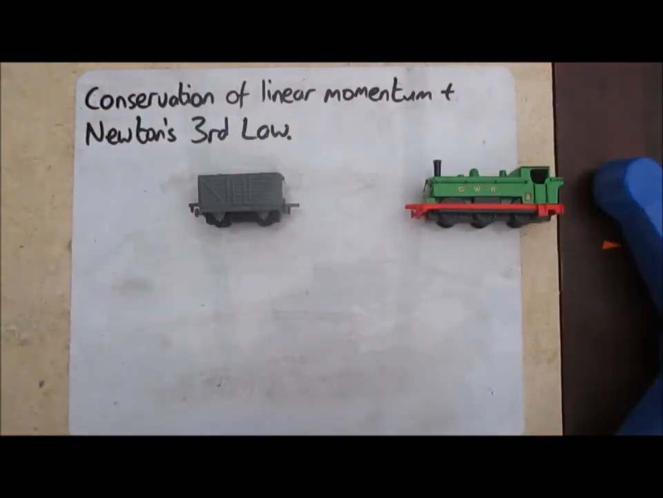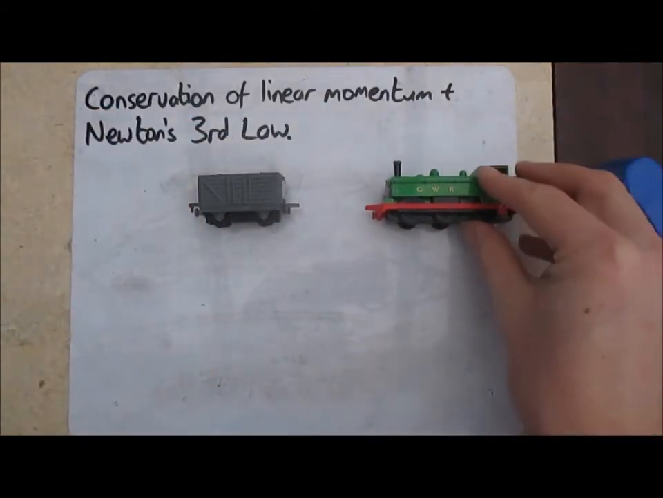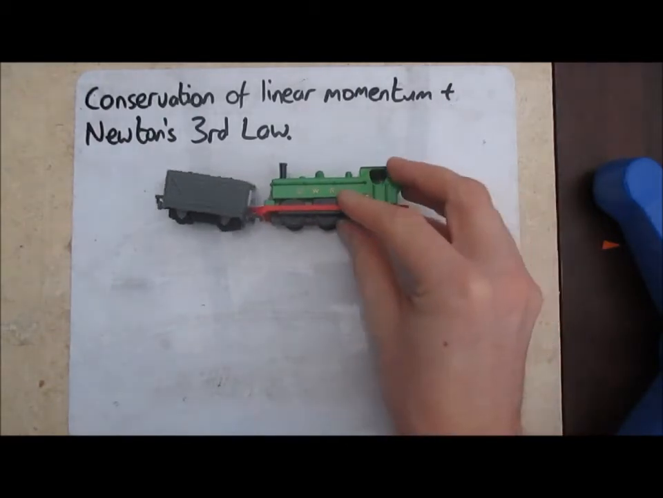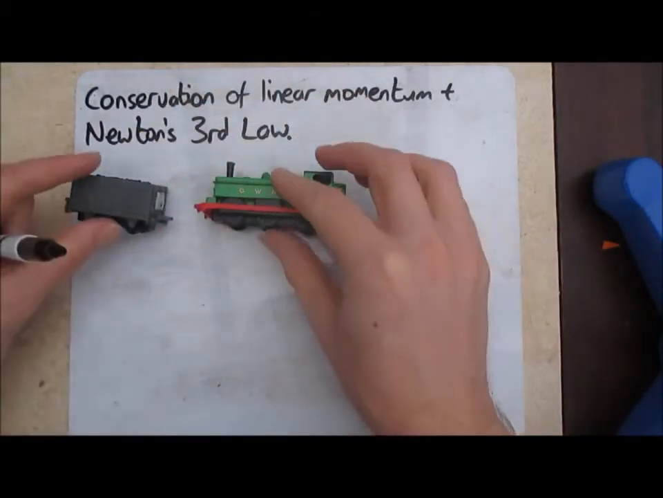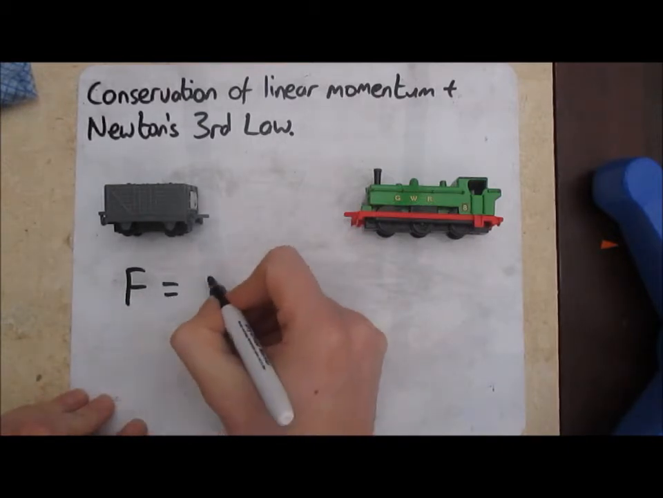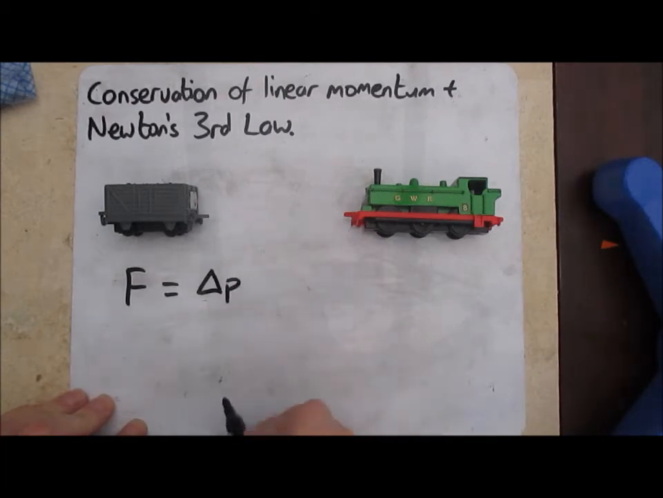Now what will happen is, as Duck moves along, he encounters a stationary truck and applies a force to it as he shunts it, which then moves the truck forward and causes a change in momentum for the truck. Now what we can do is consider how Newton's third law applies to this. As Duck came in, he moved the truck by applying a force. So that force was F, and it caused a change in momentum, delta P, over time. An equation we should now be familiar with.